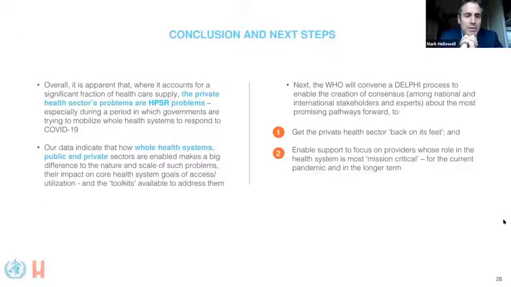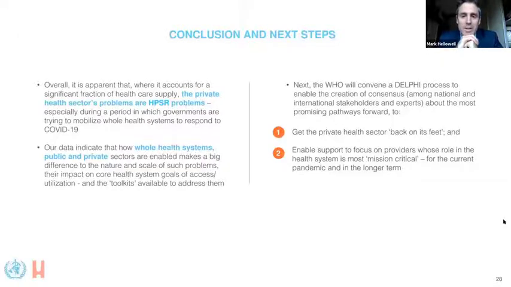Our data indicate that how whole health systems, public and private, are enabled makes a big difference to how problems are manifest and their severity, and the toolkit, if you like, that is available to try and respond to them. So you could see the current problems in the private health sector as indicative of a lack of strong governance, and also the limited toolkit that exists at the moment to respond to those is also indicative of a lack of the sorts of strong governance arrangements that David and his team are calling for in the strategy.